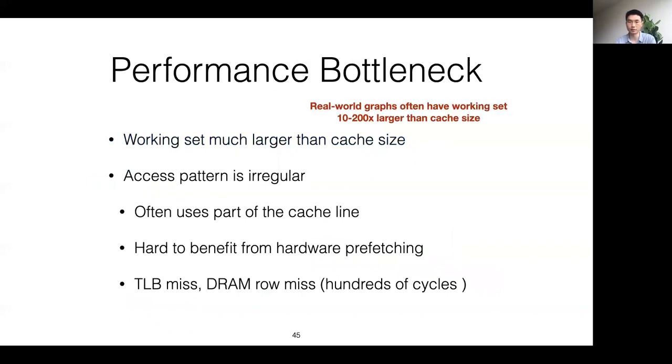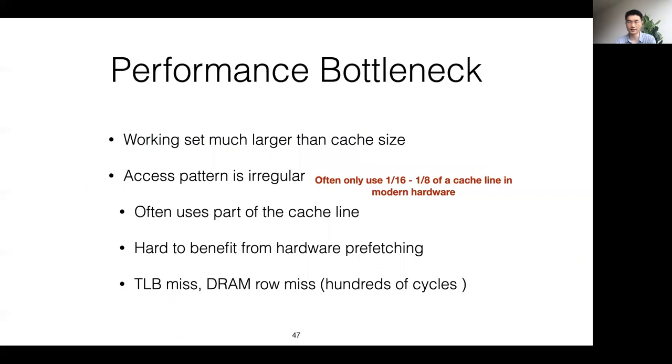The performance bottlenecks that we see in this small example are also true in larger real-world examples. The working set is usually much larger than the cache size. Real-world graphs often have a 10 to 200 times larger data working set than the cache size. The access pattern is often irregular. You often only use 1/16 to 1/8 of a cache line, and this whole process is hard to benefit from hardware prefetching. A miss to the cache is also oftentimes a miss to the TLB and DRAM row, which can cost hundreds of cycles.